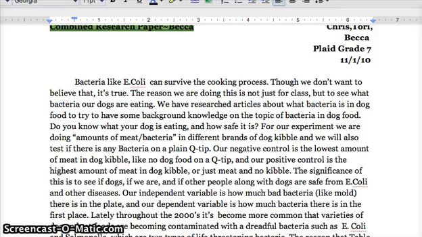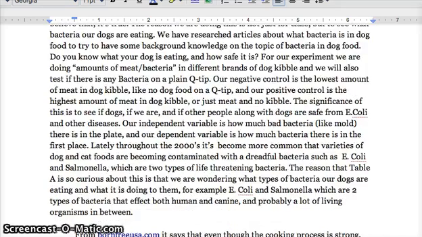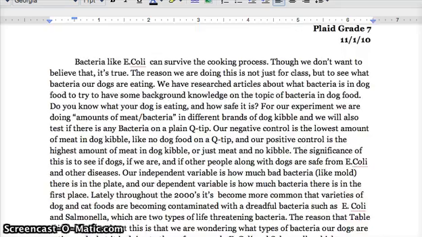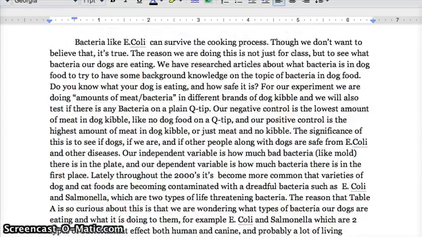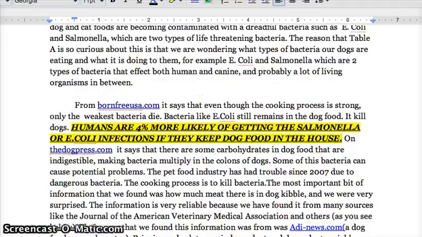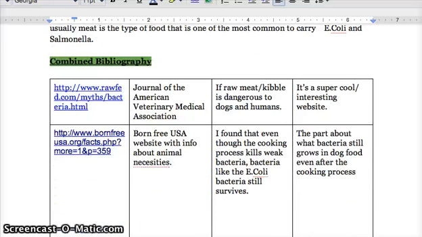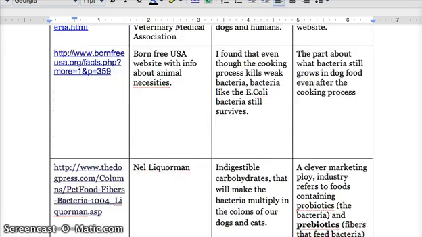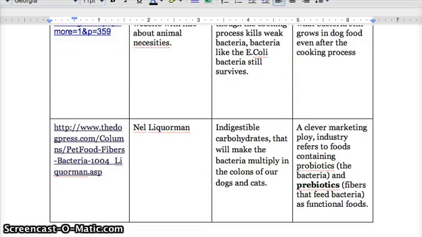This is our combined research paper. The main points that we found online were that bacteria like E. coli and Salmonella can survive the cooking process and can harm or kill or sicken our dogs, and that humans are 4% more likely of getting Salmonella or E. coli infections if they keep dog food in the house. Our sources were rawfed.com, bornfreeusa.org, and thedogpress.com.